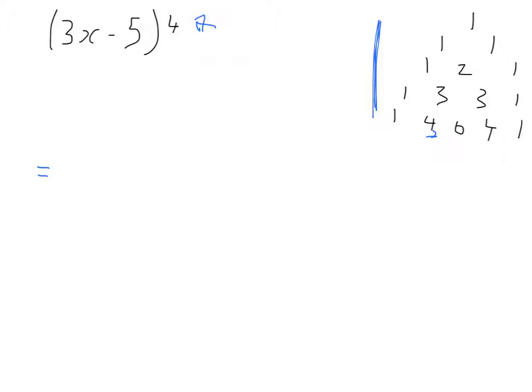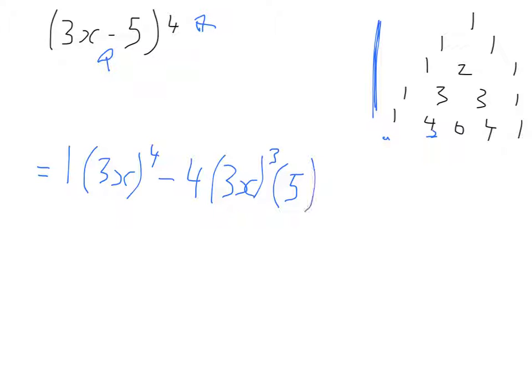So we start off by expanding that. We write the first coefficient down, 1, and then we write the first term down, 3x, and we raise it to the highest power for this expansion, which is 4. Second term is raised to the power of 0, so we don't include it. It's a subtraction here, so we alternate our signs. Minus 4, write the first term, 3x, write the power down, which is 1 less, so to the power of 3, and then we write the second term down, 5, to the power of 1. We don't write the 1 down.